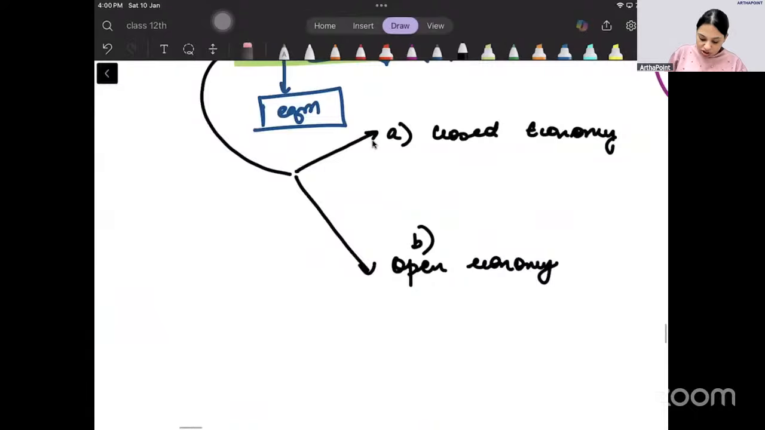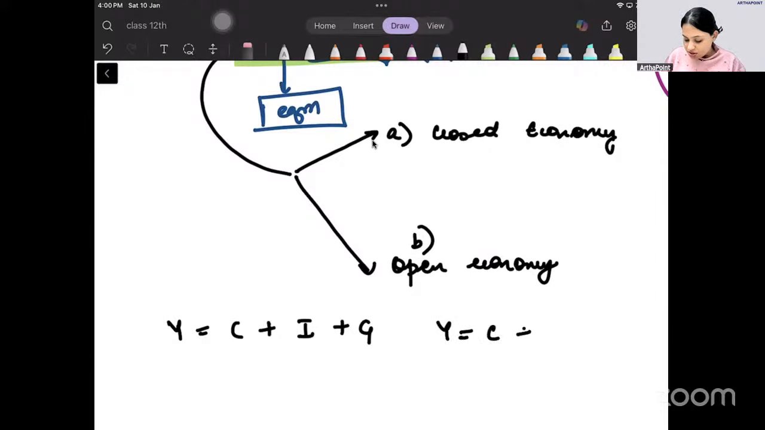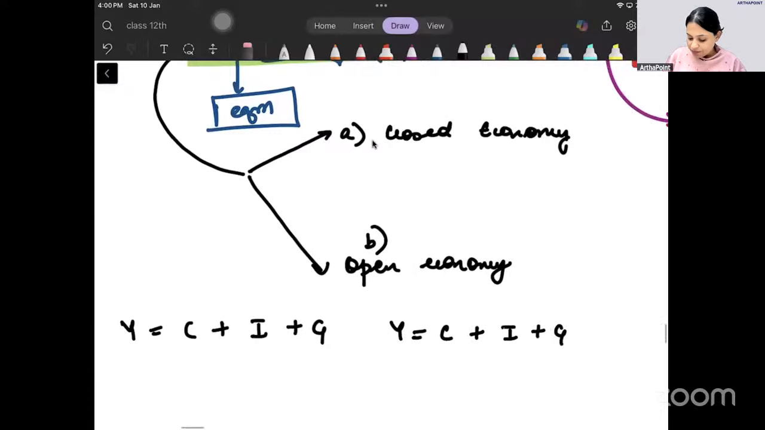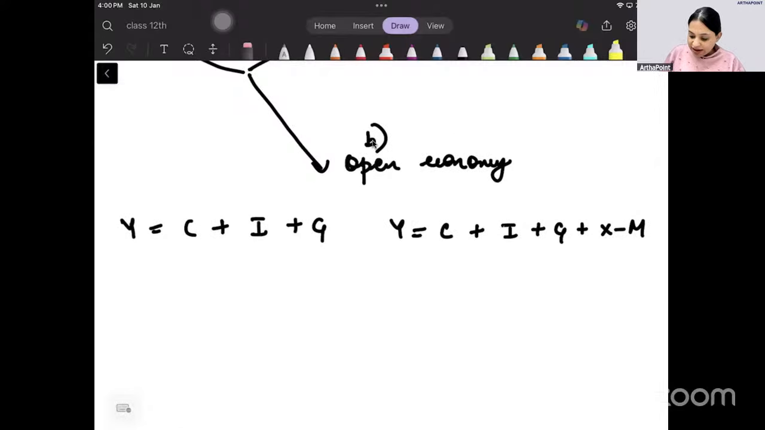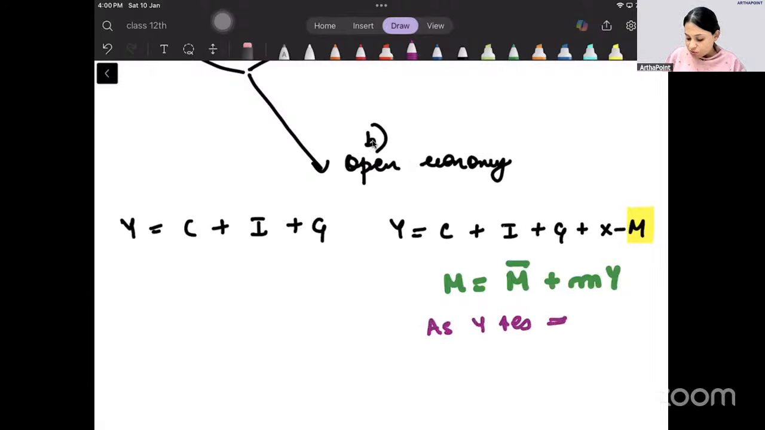So if it is closed economy, then y is equal to c plus I plus g. If it is open economy, then y is equal to c plus I plus g plus x minus m. If I write import, then import is also a function of income. So we assume that as income increases, people will demand more of outside products also. People from outside India will also buy more, which means that the imports will increase.